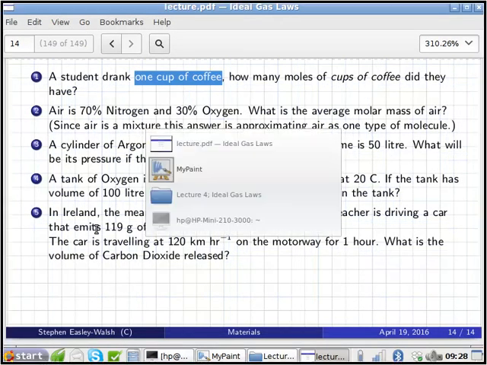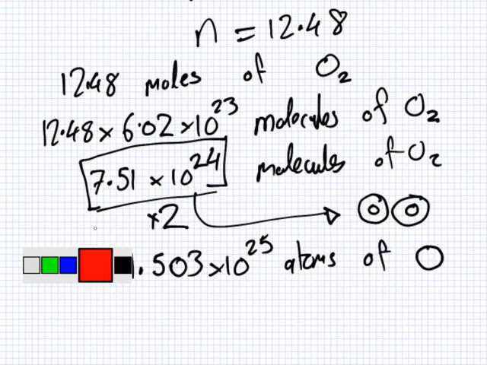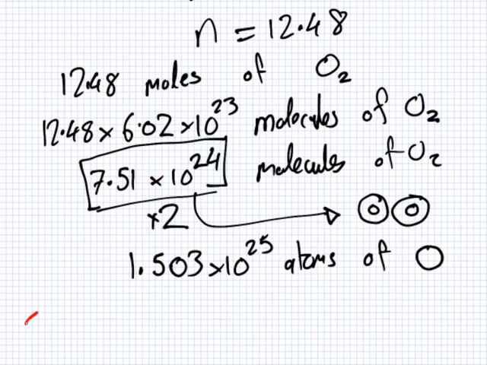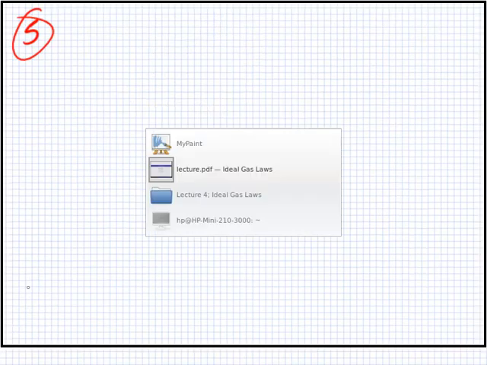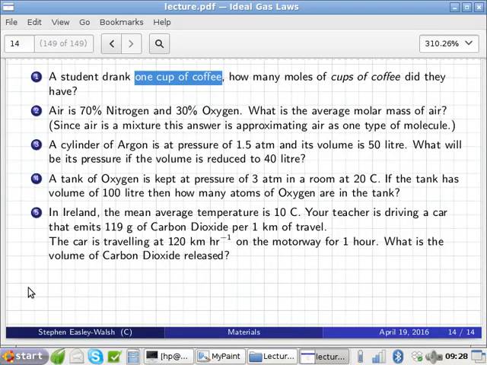Lastly, can I do the next one? In Ireland, the average temperature is 10 Celsius. Nice and warm. Your teacher is driving a car, and the car releases 119 grams of carbon dioxide every kilometre. The car is travelling 120 kilometres on the motorway for 1 hour. What is the volume of carbon dioxide released?